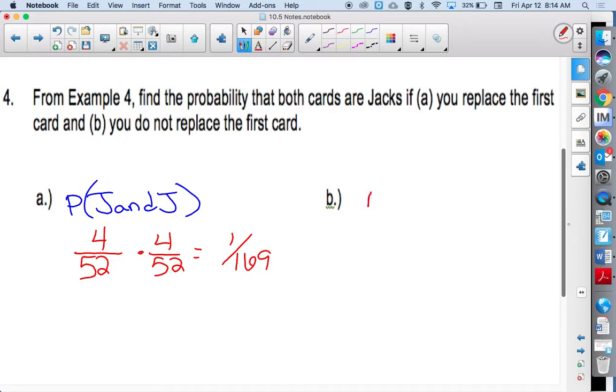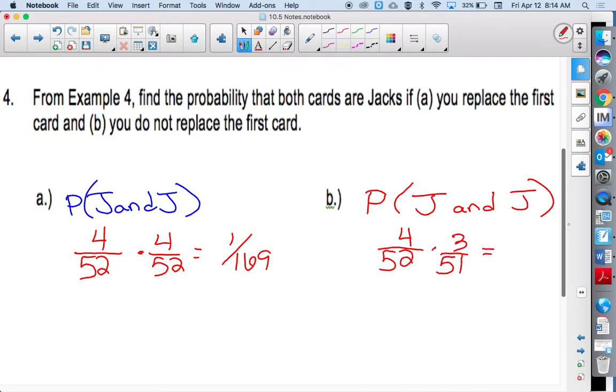So part B is the same question. We want the probability of getting a jack and then a second jack. So the first probability isn't changing because I have 52 cards. What's the probability of getting a second jack? If I take that card out and I don't replace it, Connor. 3 over 51. And that reduces to 1 over 221. Questions?